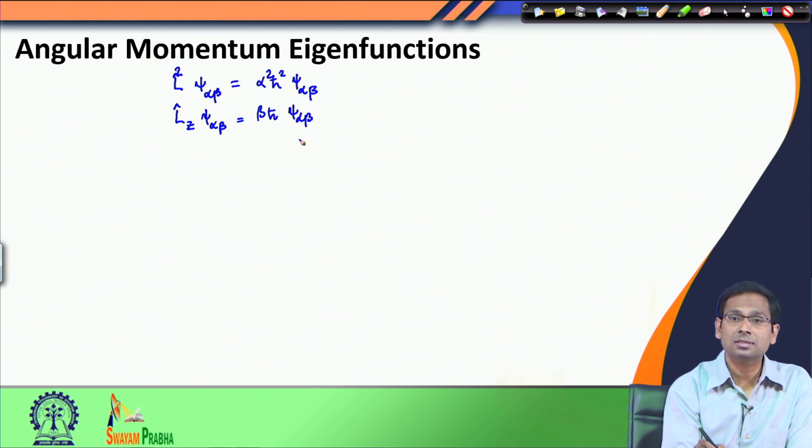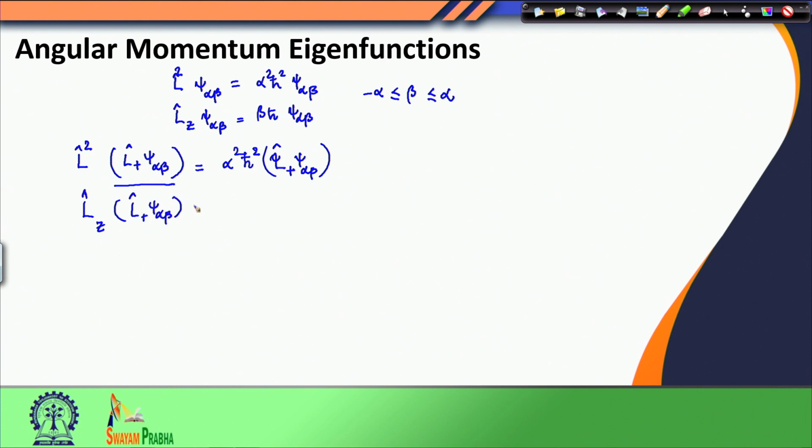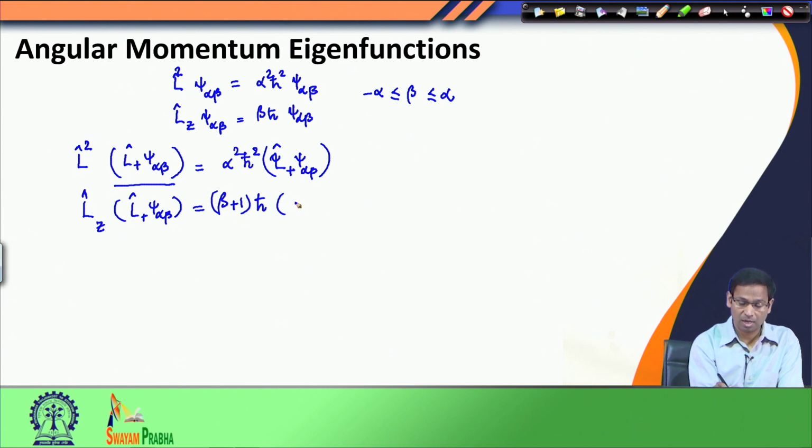When we defined alpha and beta, we just suggested that these are two indices, but after doing some more algebra we came to the important conclusion that alpha and beta are related to each other via this relation. That means beta has an upper bound and a lower bound. We then defined L plus psi alpha beta. This new function that I get by acting with the L plus operator on psi alpha beta is also an eigenfunction of the L square operator with the same eigenvalue alpha square h bar square, and it is also an eigenfunction of the Lz operator. However, the eigenvalue now is not beta h bar, rather it is beta plus 1 times h bar.